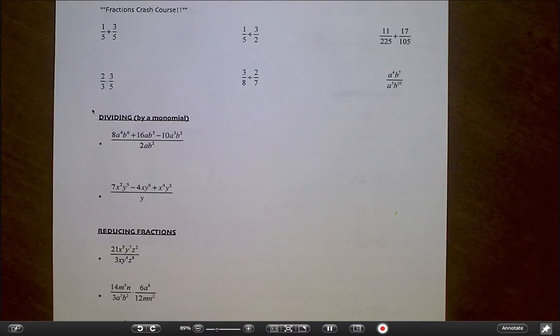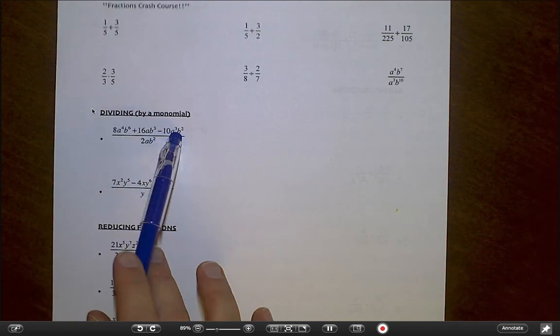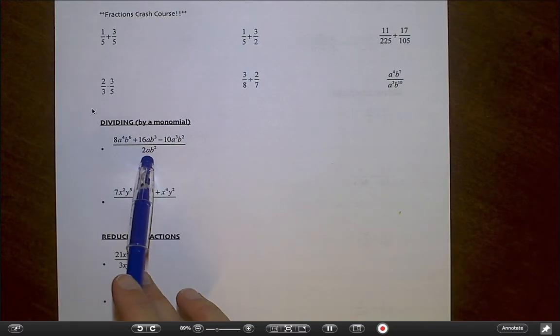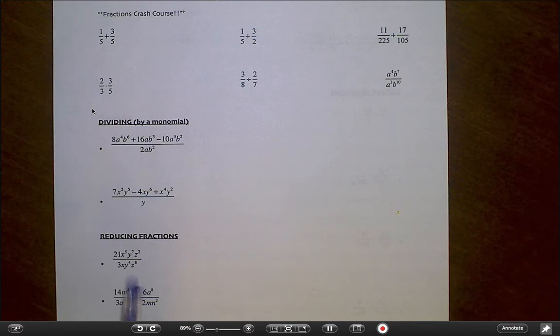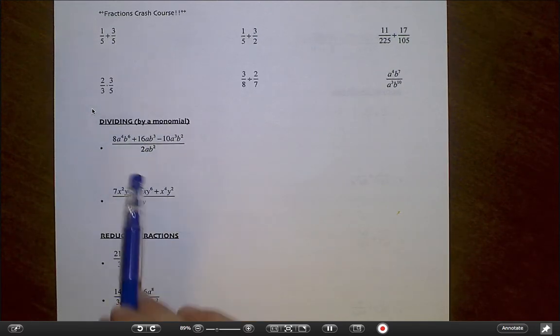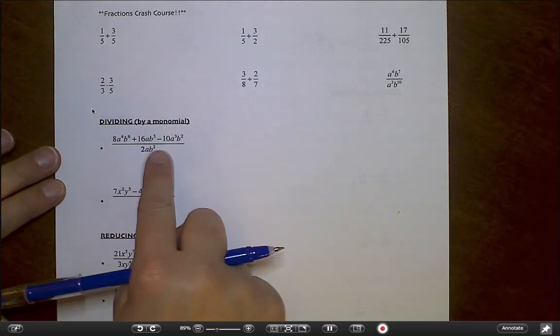Notice that in these problems, you've got some complex polynomial happening up here at the top, and then just a single term down here at the bottom. This process is going to change a little bit if there's more than one term on the bottom. But for right now, we're just looking at ones where we've got a monomial downstairs. Okay.